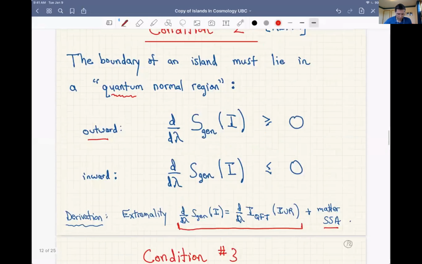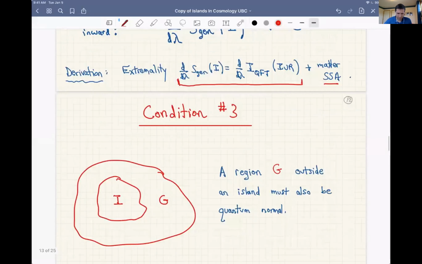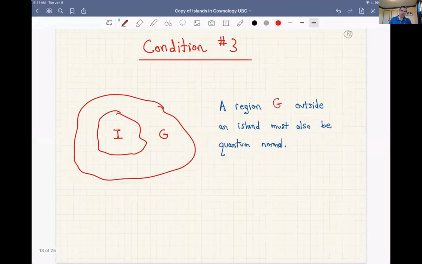Condition 3 is similar. So here's condition 3. We take our putative island, our region I, that we're asking if it can be an island, and we draw a region around it, which is region G. It's sort of like the complement of region I, but it's only the complement kind of locally. It doesn't have to be the whole complement of region I. So condition 3 states that this region G, no matter what G you pick, must also be quantum normal.